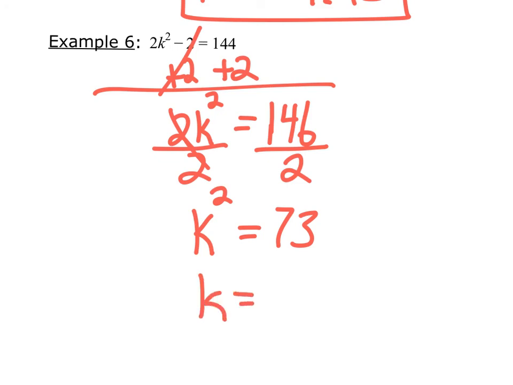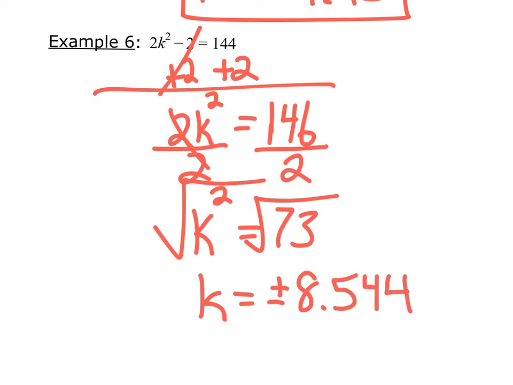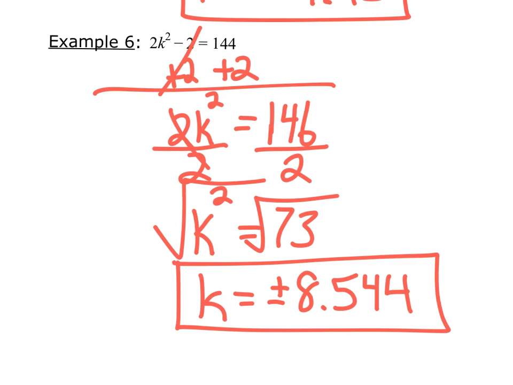And last step would be to take the square root of both sides. 73 is not a perfect square, so to get the square root, we can type it in our calculators. And the square root of 73 is going to be a decimal, which I get 8.544. So again, don't forget, it's always plus or minus. When you take the square root of a number, you always get a positive square root and a negative square root. So I'll say 8.544. So those would be your two answers, positive 8.544 and negative 8.544. All right, so that's how you solve by using the square root method.